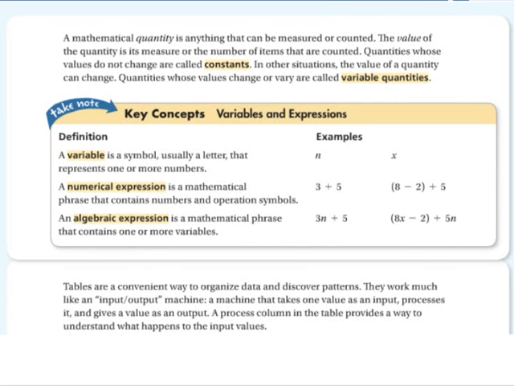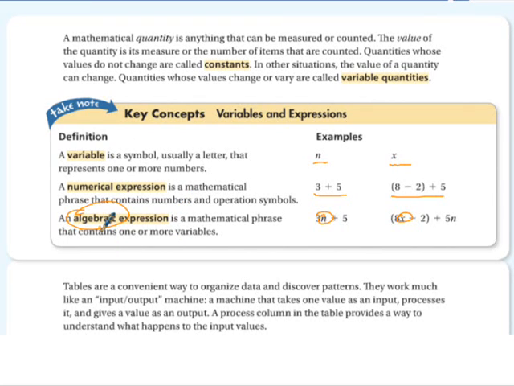A mathematical quantity is anything that can be measured or counted. The value of a quantity is its measure, or the number of items that are counted. Quantities whose values do not change are called constants. So if something never changes, that's a constant. In other situations, the value of a quantity can change, and those are called variable quantities. Terms like variable, you guys know, n, x, these are variables. An expression means that there's an operational symbol in there. So if it's numerical, it's just all numbers. And an algebraic expression is when we introduced the alphabet into the math and made things very inconvenient for many of you, okay?